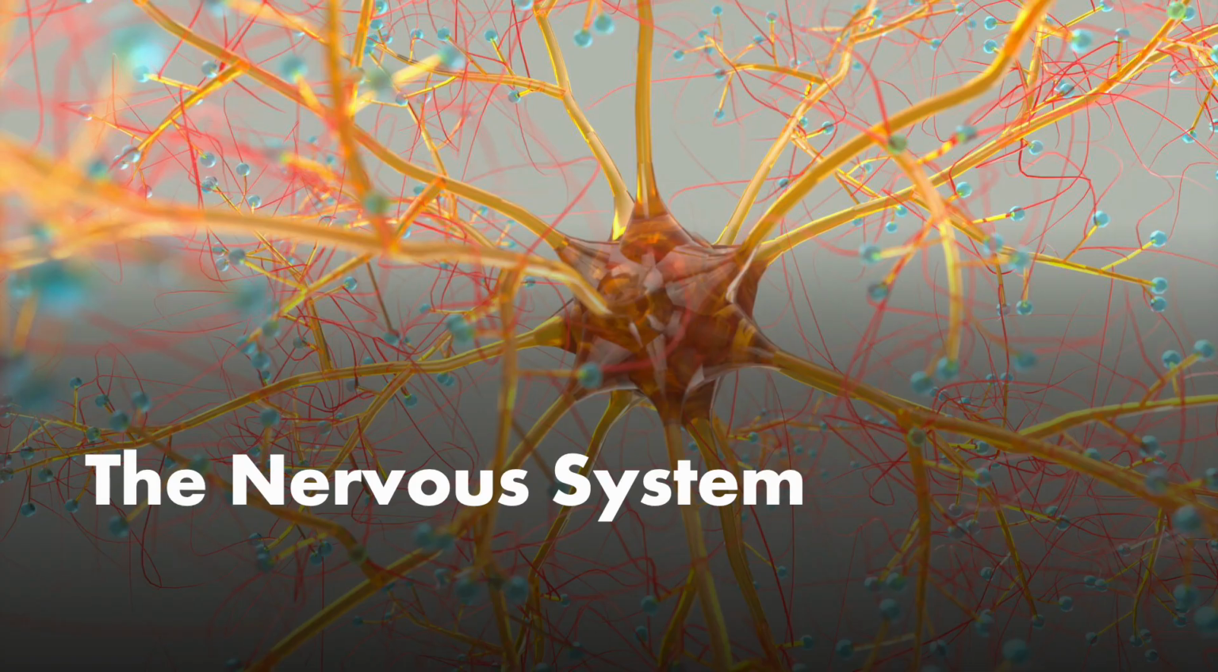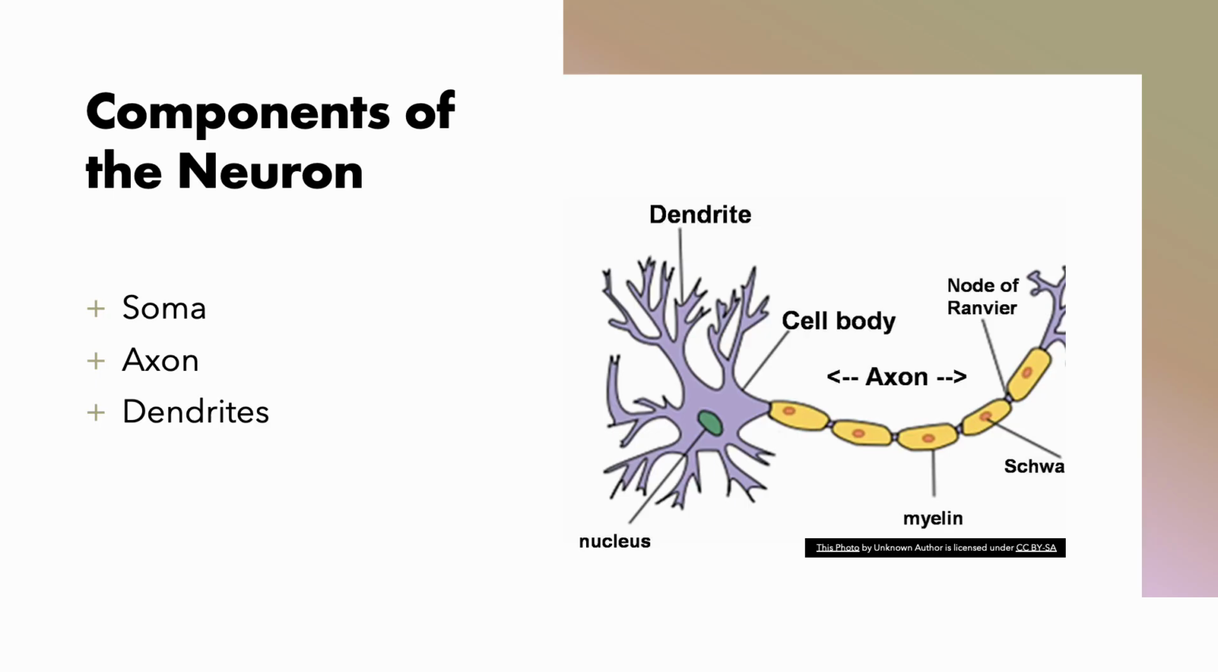All thoughts, feelings, and actions start with the nervous system. The primary function of the nervous system is to transfer and exchange information. The neuron, the nerve cell, is the basic cellular unit of the nervous system responsible for conducting impulses from one part of the body to another.